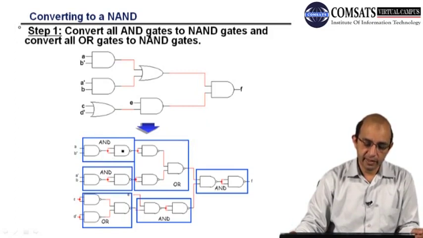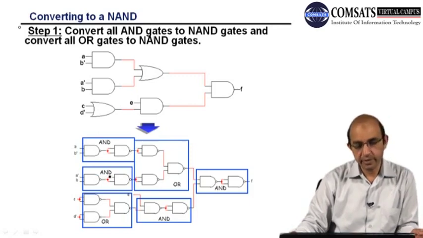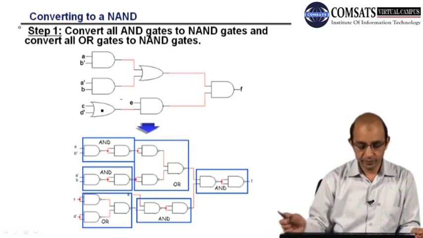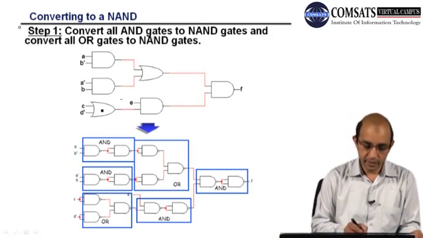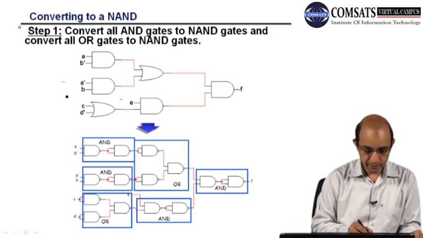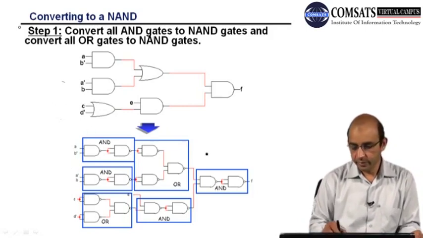And NAND, right? Then inverter, right? So this is an AND. So here we can always replace this with NAND and an inverter, right? NAND with an inverter gives us an AND. Again, we can always build an OR gate with the help of NAND gates.